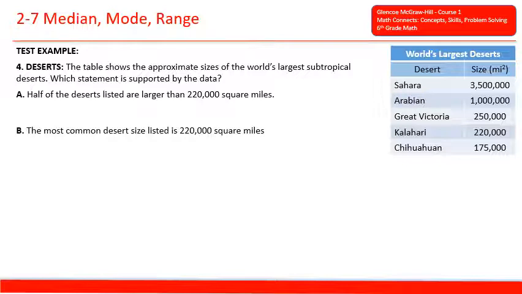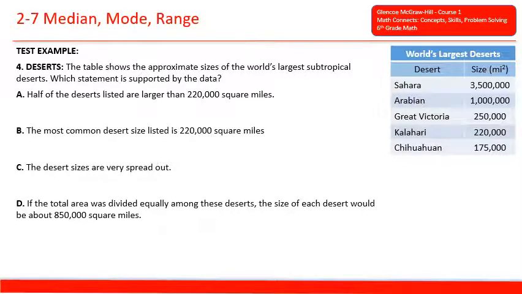The most common desert size listed is 220,000 square miles. That's not true, every number is listed once. The desert sizes are very spread out. So I think that's right because the lowest is 175,000 square miles and the biggest is 3.5 million square miles. And then if the total area was divided equally among these deserts, the size of each desert would be about 850,000 square miles. Not sure about that. We'd have to do the math.